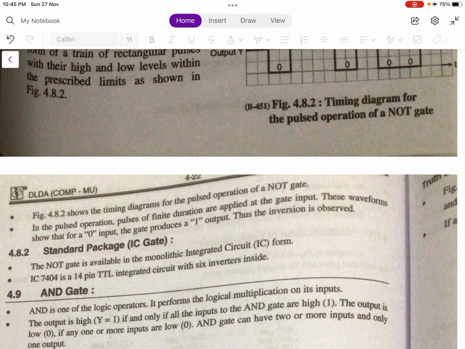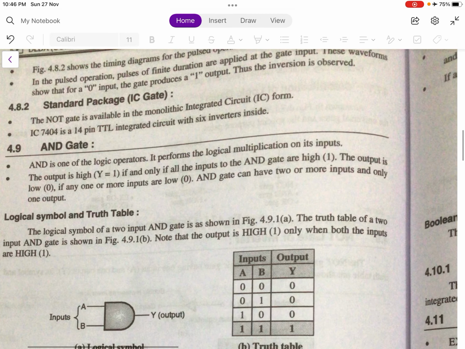This figure shows the timing diagram for a pulsed operation of a NOT gate. In the pulsed operation, pulses of a finite duration are applied at the gate input. These waveforms show that a 0 input produces 1 as the output. Thus, the inversion is observed. Standard package IC gate. The NOT gate is available in monolithic integrated circuit form. IC 7404 is a 14-pin TTL integrated circuit with six inverters inside.